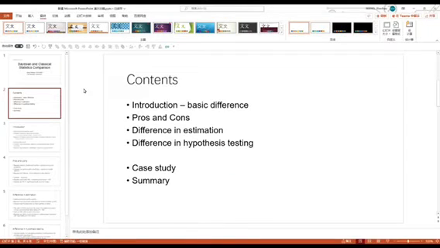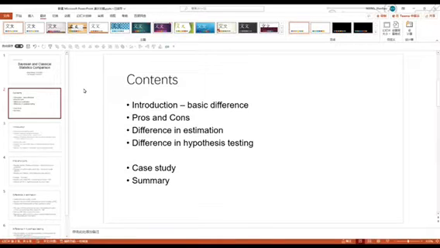In this presentation, first I will give an introduction about the basic difference between the Bayesian and the classical statistic. And then I will use very interesting topics to illustrate the pros and cons of the two methods. Following that, I will talk about the difference in estimation and hypothesis testing from both statistical perspectives. And then my groupmate Haoyuan will talk about a case study in some potential applied fields and give a summary.